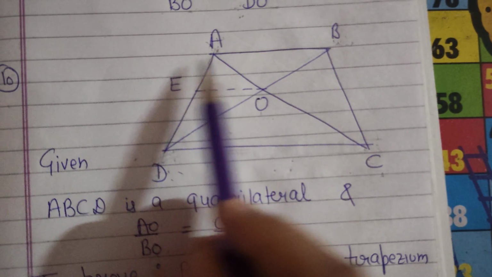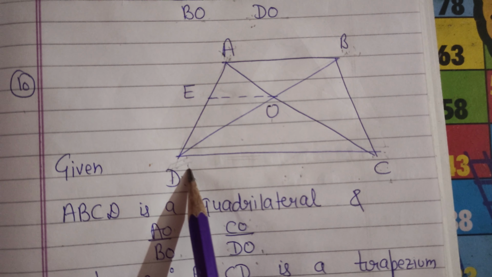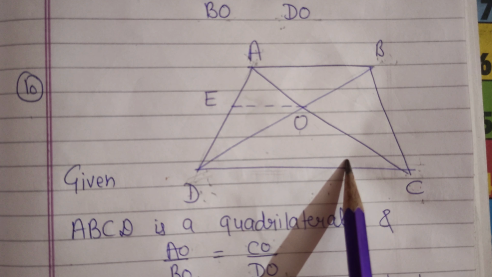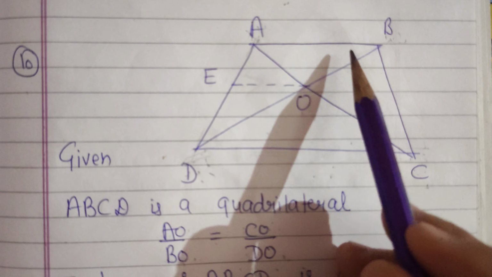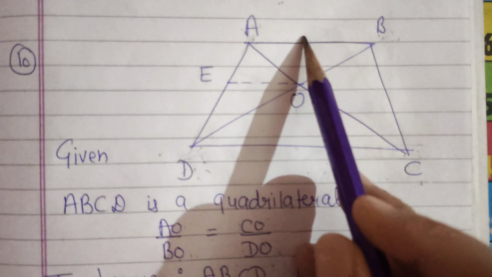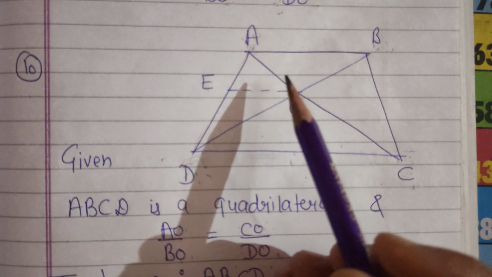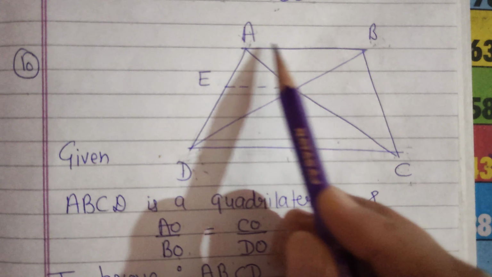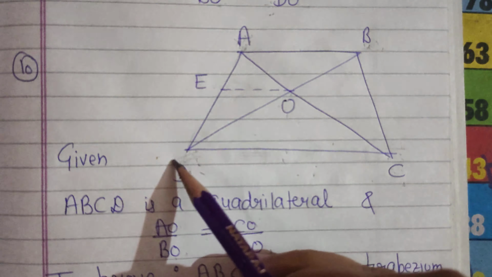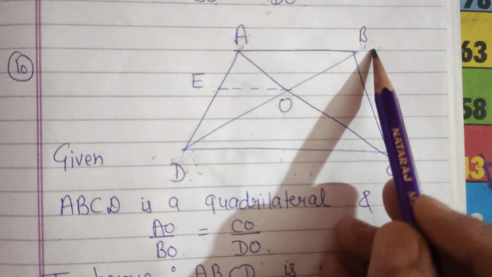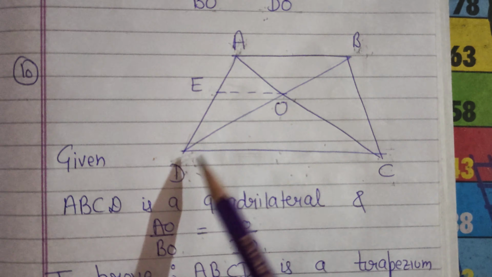In question number 10, ABCD is only given as a quadrilateral and we have to show that it is a trapezium. For proving that it is a trapezium, we will prove that one pair of opposite sides is parallel, and we will show that AB is parallel to DC. For that also we will do one construction. We will draw a line EO parallel to AB. Now I will take triangle ADB. Here in triangle ADB, EO is parallel to AB, so AE by ED is equal to BO by OD.